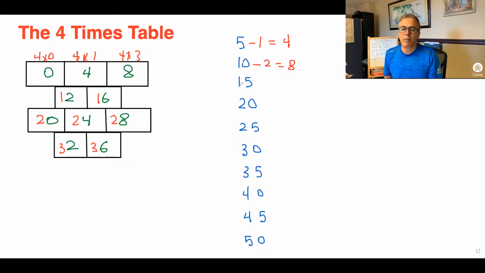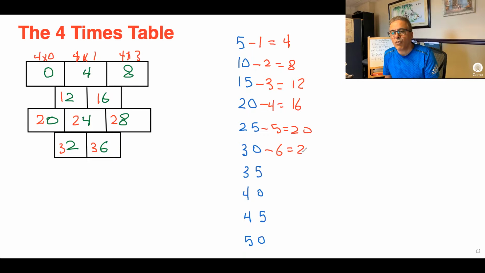And since you multiply 5 by 3 to get 15, minus that 3, and you get 12. And since here you multiply 5 by 4 to get 20, then you minus 4 and you get 16. And here, since you multiply 5 by 5 to get 25, then you minus 5 and you get 20. And since here you multiply 5 by 6 to get 30, then you minus 6 and you get 24. And here, since you multiply 5 by 7 to get 35, then you minus 7 and you get 28.